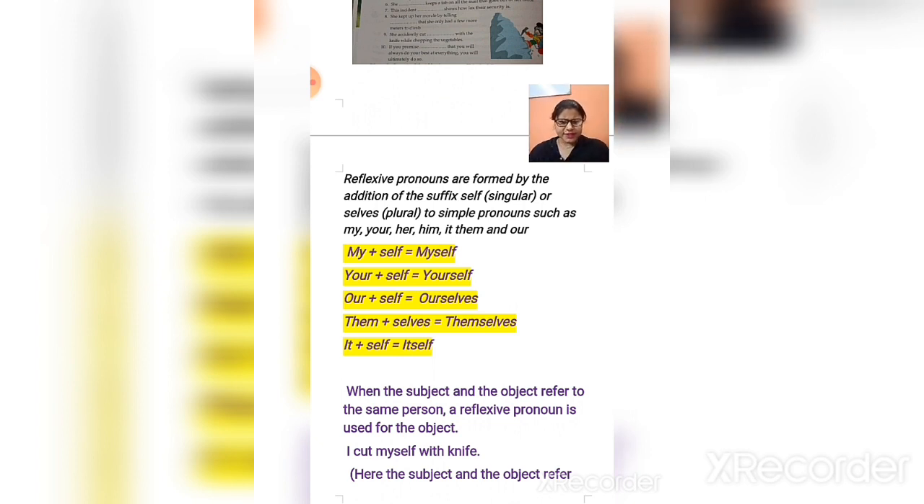So children, you can see that reflexive pronouns are formed by adding the suffix -self (singular) or -selves (plural) to simple pronouns such as my, your, her, him, it, them and our. My plus self becomes myself, then yourself, ourselves, themselves and itself.